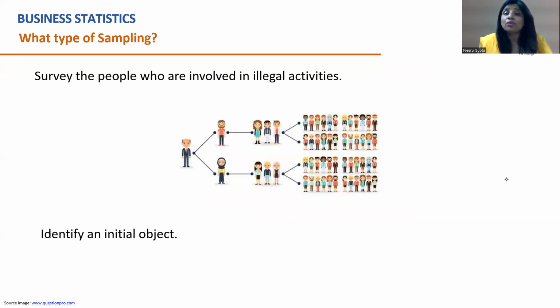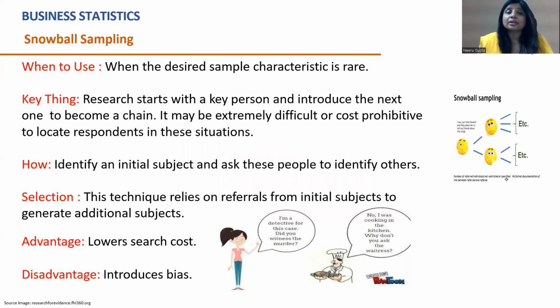Then see this one example. Survey the people who are involved in legal activities. See, one person, then reference 2, then 3, then more and more. This sampling is called snowball sampling. You have seen when we make a ball of snow and roll it, it grows. This process works on the same principle. When the desired sample characteristic is rare, then we use snowball sampling. What is the main thing? The researcher starts with a key person who introduces the next one, to become a chain. It is a chain process.